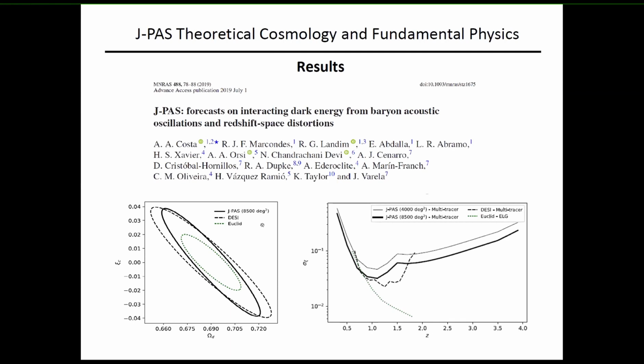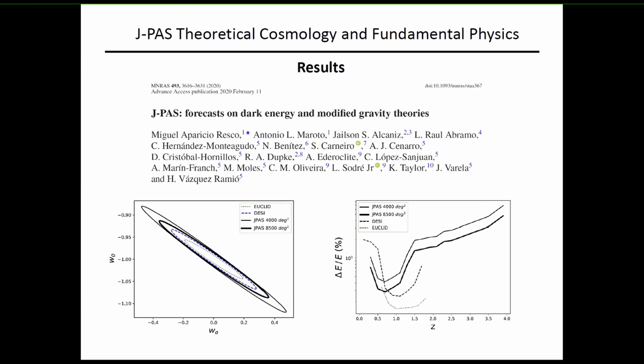Then we can compare with other surveys like DESI or Euclid, and as you can see here, the precision of J-PAS is comparable to DESI for this particular parameter. On the right plot, you can see the accuracy for the same parameter in different redshift bins. Again, you can see that in the low redshift regime, say below 0.6, 0.7, J-PAS reaches similar precision as other surveys. We will see this in more detail in a minute.